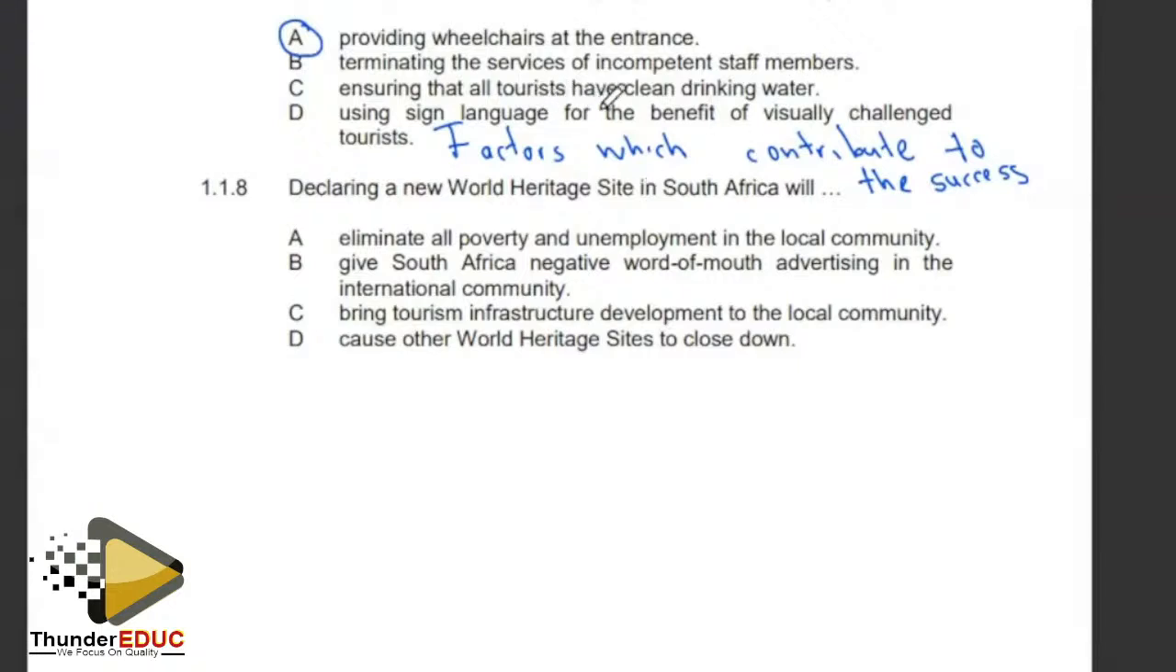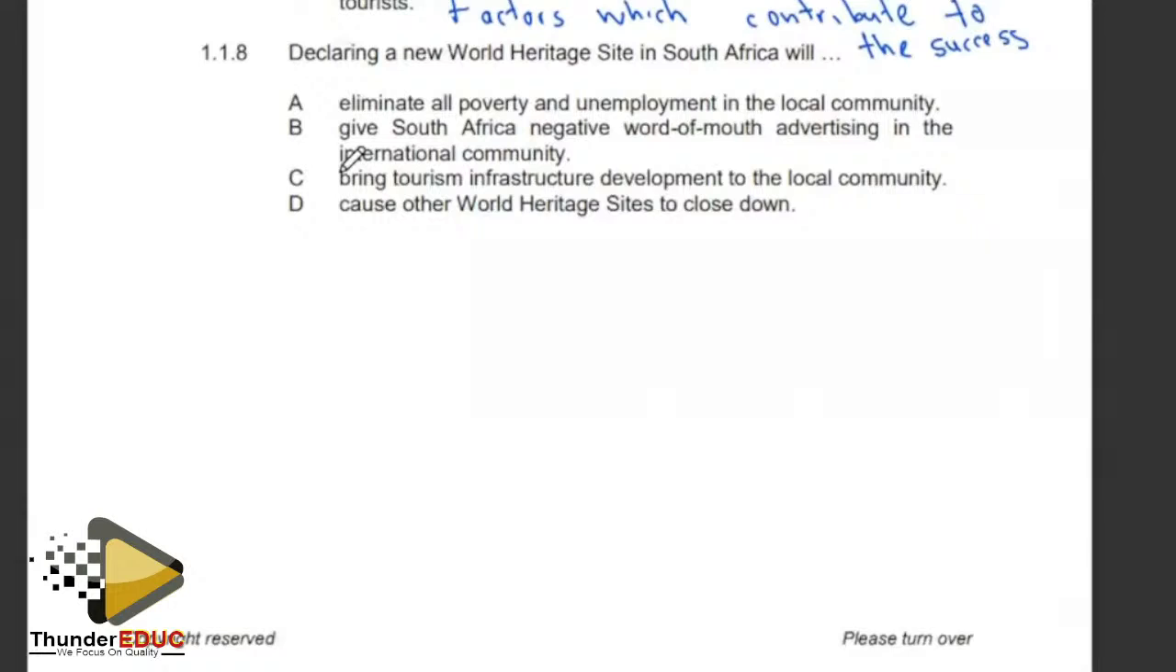Then using sign language for the benefit of the visually challenged tourist. This one wouldn't make sense, because sign language does not apply to visually challenged tourists. So obviously B, C, and D will be eliminated as wrong answers in that particular case. Now let's move on to 1.1.8.